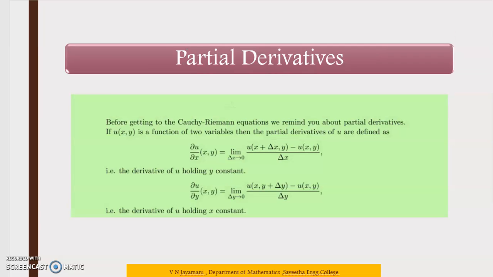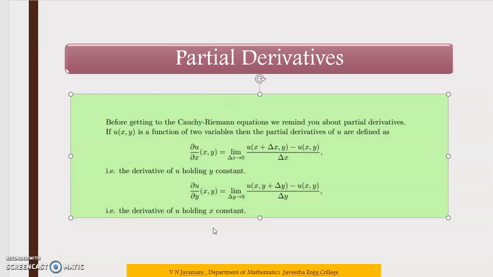Next we are going to see the partial derivatives. Before getting to the Cauchy-Riemann equation, we remind you about the partial derivatives. That is, before going to the Cauchy-Riemann equation, we should be aware of partial derivatives. If u of x comma y is a function of two variables, then the partial derivatives of u are defined as dou u by dou x of x comma y equal to limit delta x tends to 0 of u of x plus delta x comma y minus u of x comma y by delta x. That is, the derivative of u holding y constant.